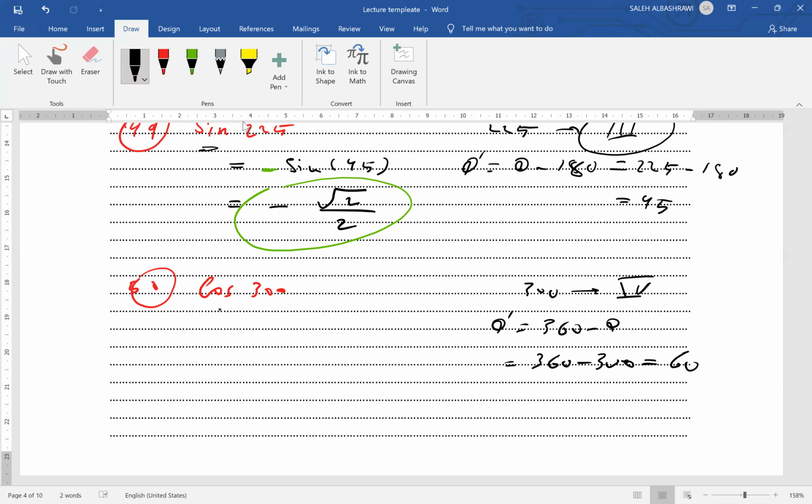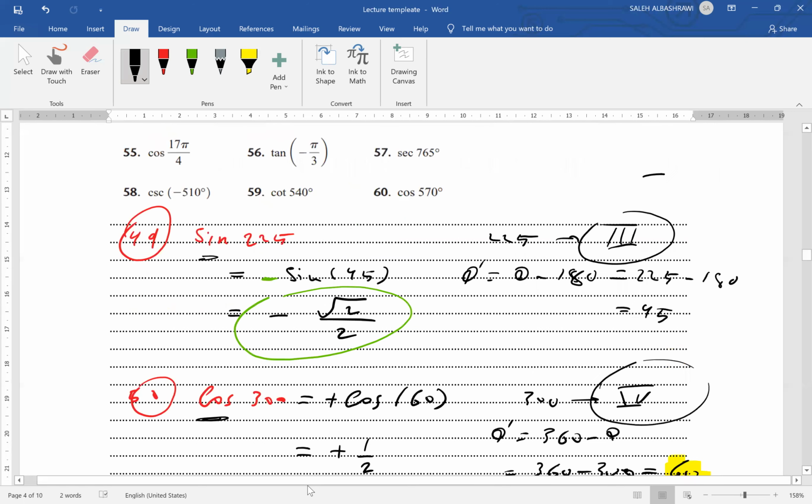Now, cosine in the fourth quadrant is positive. So this is equal to plus cosine of the reference angle. And the reference angle, we found it to be 60. So this is cosine of 60. That will be plus 1/2. So cosine of 300, which is in the fourth quadrant, cosine is positive. The reference angle is equal to 60. So this is equal to plus cosine 60, which is equal to plus 1/2.